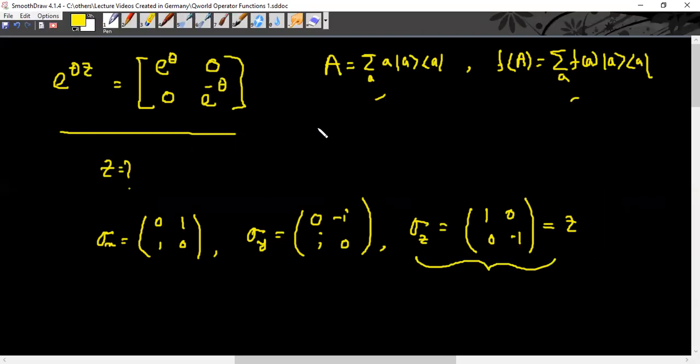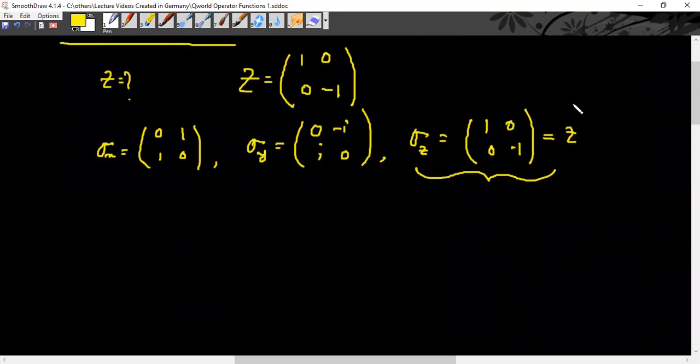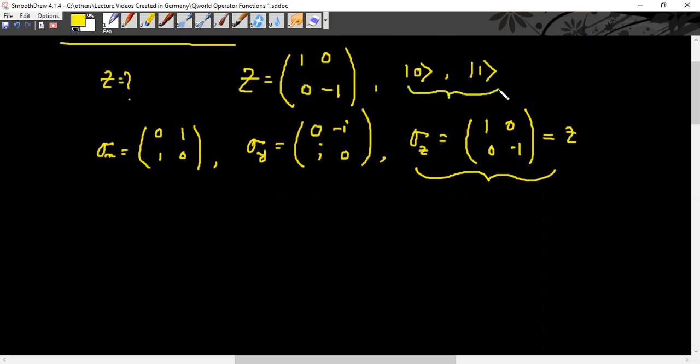And here Z is 1, 0, 0, minus 1. So this is the Pauli Z matrix, sigma Z matrix. Okay, and it's also given that this ket 0 and ket 1 are the eigenvectors of this Z operator. So how can we utilize this fact? Because this will be our basis, I mean, ket 0 and ket 1 will be our basis.